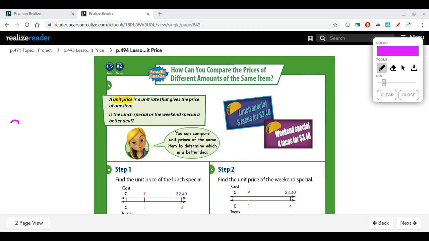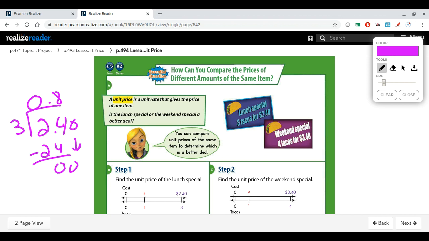So I'm going to do 3 into $2.40. So again, because my divisor doesn't have a decimal, I can just bring the decimal straight up. Excuse me, 3 does not go into 2. So I need to put that placeholder. 3 goes into 24 8 times. 3 times 8 is going to be 24. When I subtract, 0 left over. Bring down 0. 3 goes into 0 0 times. So the lunch special is going to be 80 cents a taco.